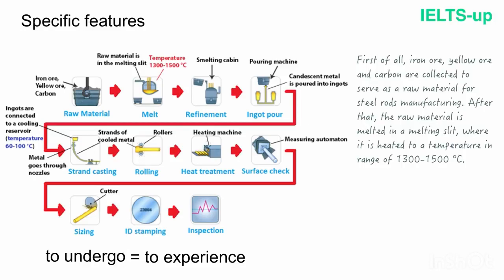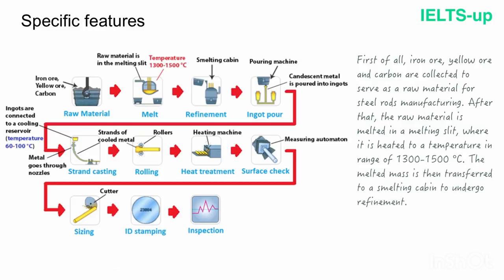Here's how I describe this stage. The melted mass is then transferred to a smelting cabin to undergo refinement. Then comes the fourth stage.